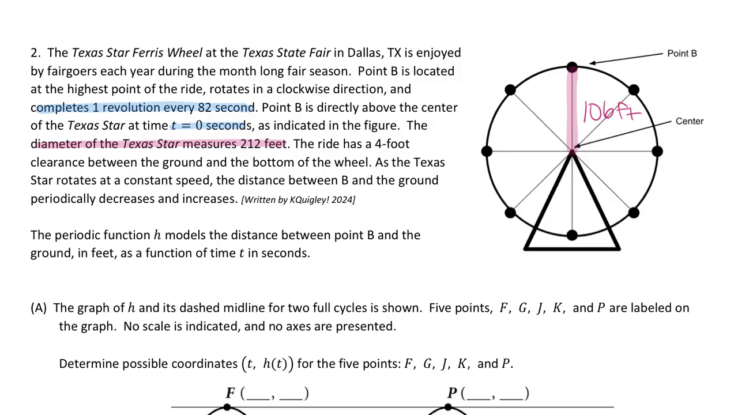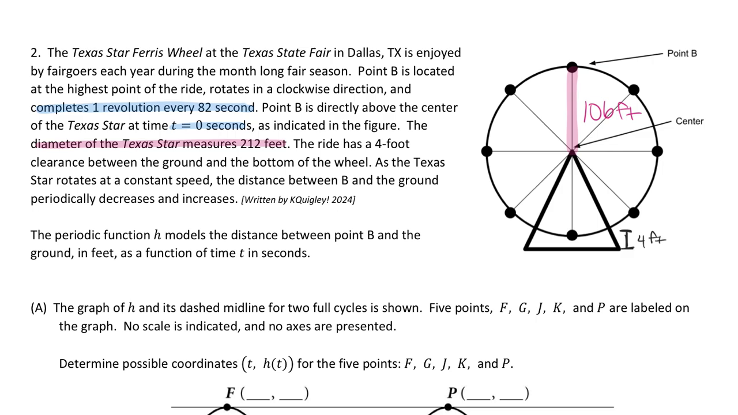That's pink. It also says the ride has a 4-foot clearance between the ground and the bottom of the wheel. That's right here. Because you don't want to scuff your feet on the ground when you're riding the Ferris wheel. Am I right? So we got 4 feet right here. That's just going to be regular markings. We're going to say 4 feet.